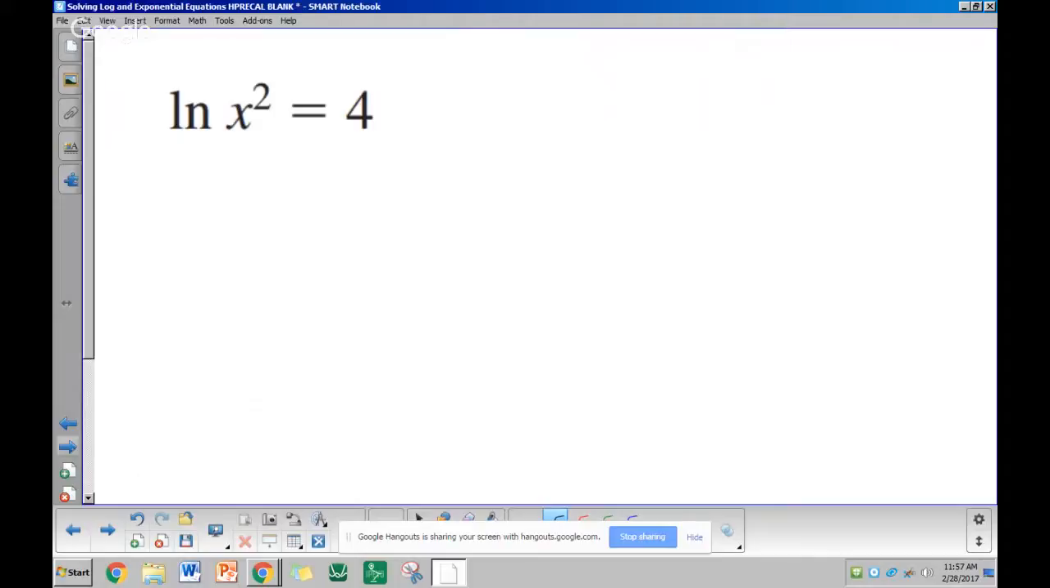What do we do here? Bring the 2 out. Right, both sides. This is a mean, dangerous problem. You can get tripped up by it. It's tricky.